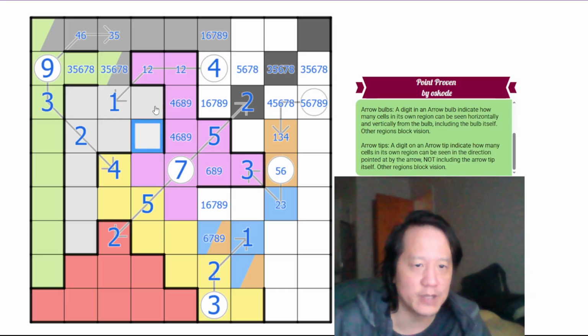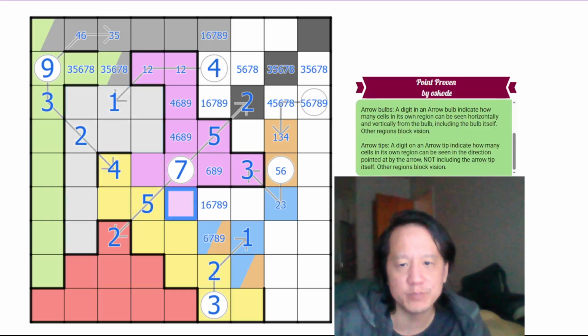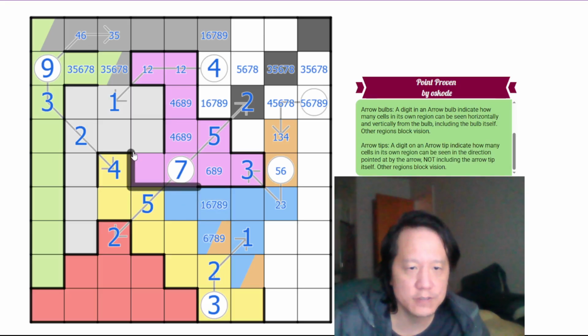Well, this can't be light because we have the full light. 1, 2, 3, 4, 5, 6, 7, 8, 9. So this must be guaranteed pink, which means this is not pink. So this has to be some sort of blue or something. So we have pink done as a region. We have yellow done as a region. We have light done as a region.